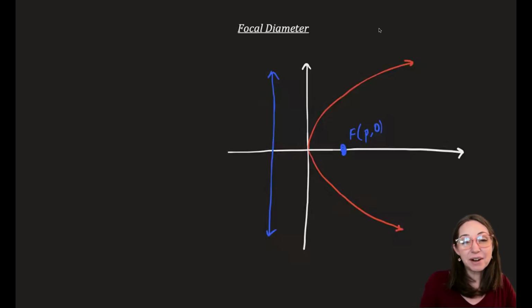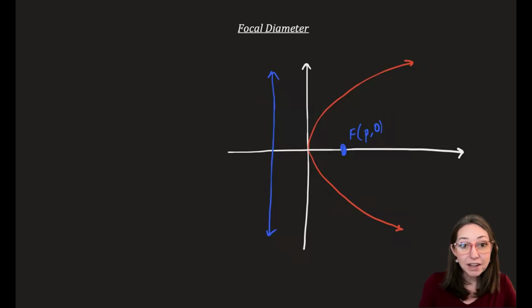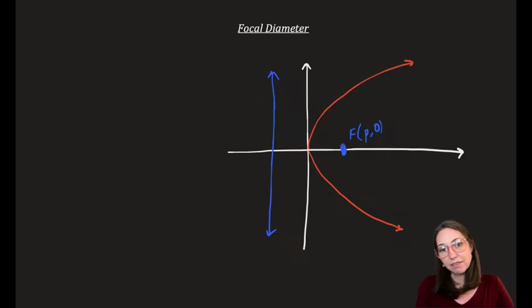In this video today, we're going to look at the focal diameter and how that relates to the letter P in the equation of a parabola. Specifically, we are approaching this through a conic sections lens, and we're talking about parabolas centered at the origin, although the same math would apply for anything shifted left, right, up, or down.